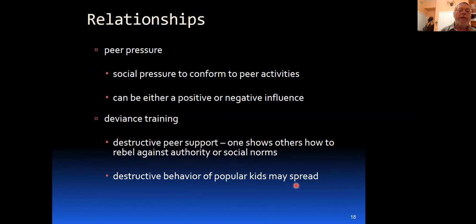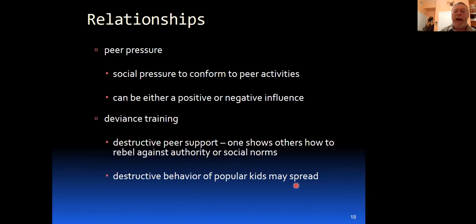So peer pressure is actual social pressure to conform with what others are doing, other peers. Again, this can be a positive or negative influence. So for example, maybe we have a situation where one adolescent is disrupting class. If all the other students give them a dirty look, like, come on, stop it, or say, hey, come on, we're trying to learn something, that peer pressure can be positive in sort of shutting down that misbehavior.